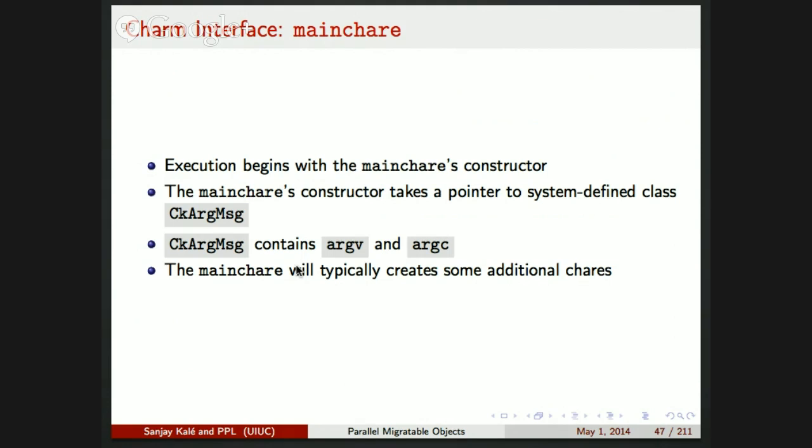We touched on this a little bit before, but the main chare constructor is where the execution begins in a Charm++ program. It takes a CkArgMsg, which contains the usual parameters you expect in main, argc and argv, and this is where you will normally set up your system. So you enter in the main chare's constructor, and that's where you'll usually set up what other chares are going to be in the system, passing them proxies so they know how to communicate with each other, etc.